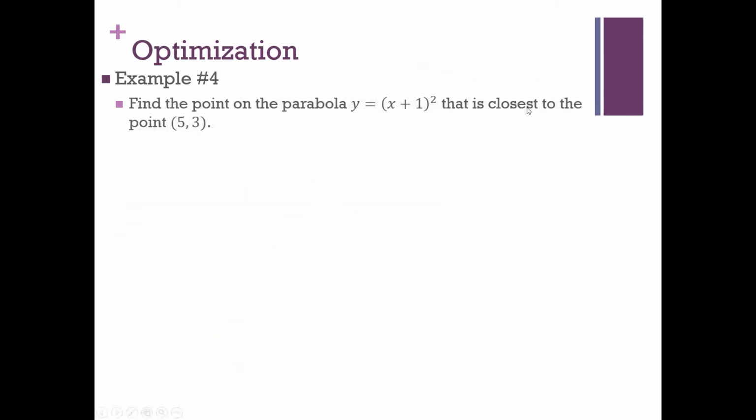So I want to find the point on this parabola that is closest to that point 5,3. So what would you like to do to get started? Set the equation equal to 5. So what equation equal to 5? The equation equal to y. X plus 1 squared. Y equal to 5.